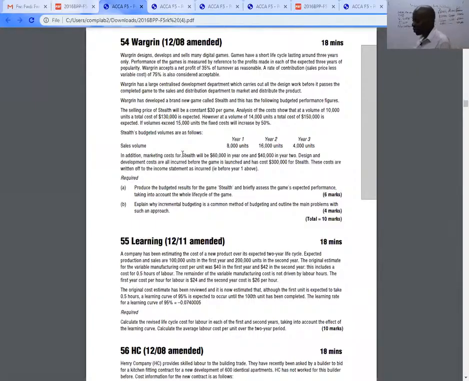Other than this marketing cost, what else do we have? Design and development costs. They are telling us 300,000 for steel. These costs are written off to the income statement as incurred before year one above. So before year one above, we have 300,000. Nothing really here, nothing there. So 300,000 here. All these are expenses which we need to capture in brackets.